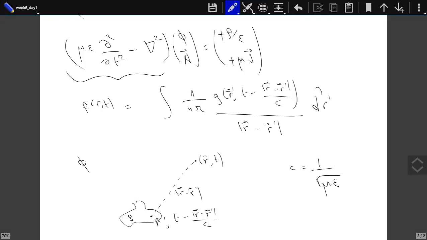Because any signal from here moves at the speed c, and it will take this much time to reach that point. So if I'm looking at the potential at this point at the time t, I should sum over all the influences, all the effects from this point that happened at an earlier time by this much. And that is basically what I'm doing over there. Again, I repeat, this is not a derivation. I'm just claiming that that is my solution. Now I will put this in my differential equation and show that it satisfies my differential equation.